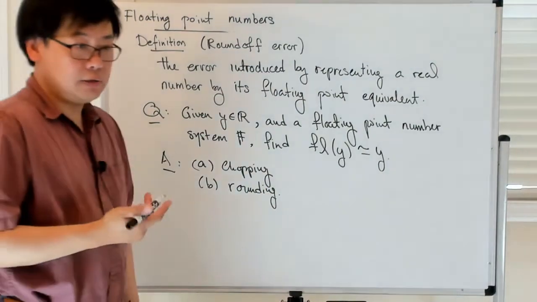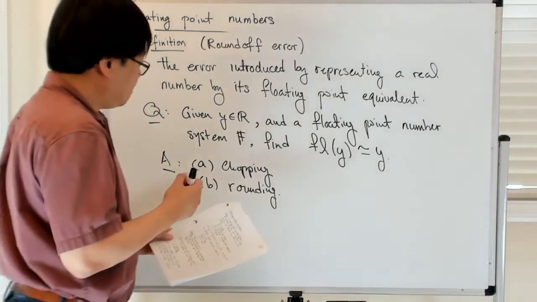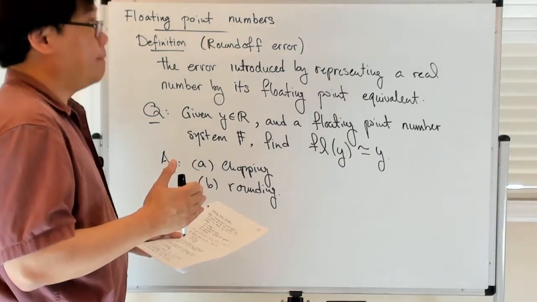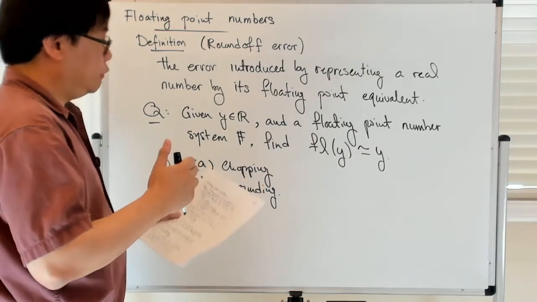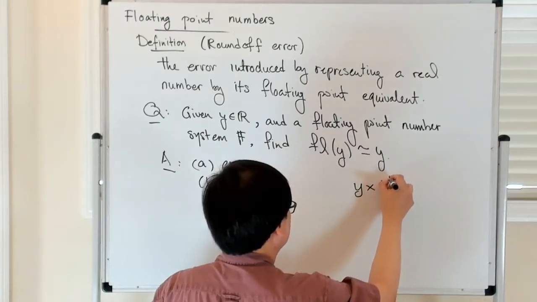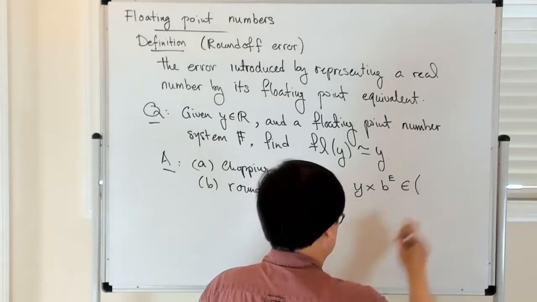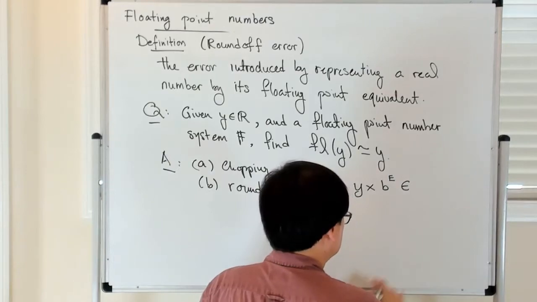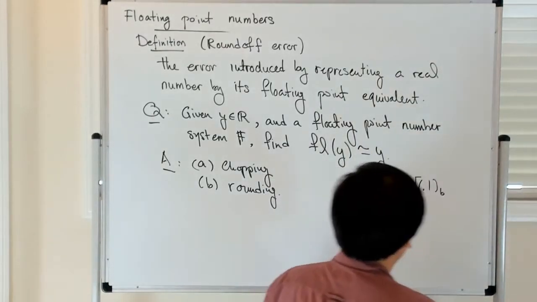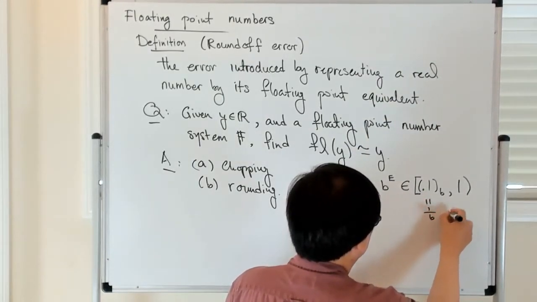So as you might expect, essentially what's happening is that you take this number and you shift it by b to some exponent, so that the resulting number is basically between... okay, how should I say this? You want to take y and multiply it by b to some unknown exponent, let's call that e, such that this whole thing is in the interval from 0.1 in base b and 1. So that's basically 1 over b to 1.